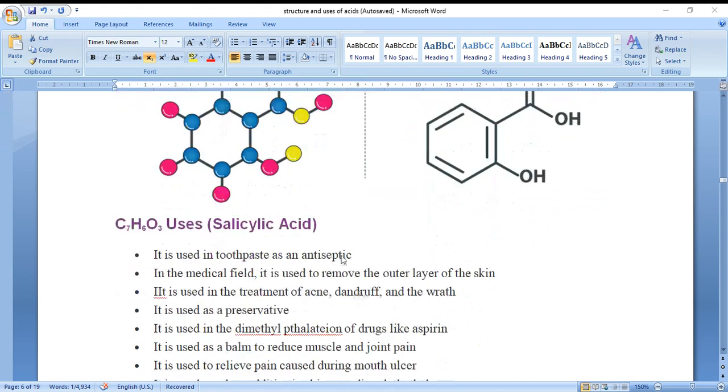It consists of a carboxylic acid group as well as an OH group, and it is odorless, crystalline and colorless. Coming to the uses, it is used in toothpaste as an antiseptic, and in the medical field to remove the outer layer of the skin. That's why this is a keratolytic. What is meant by keratolytic? Keratin lytic: keratin is mainly found in skin, nails as well as hair.